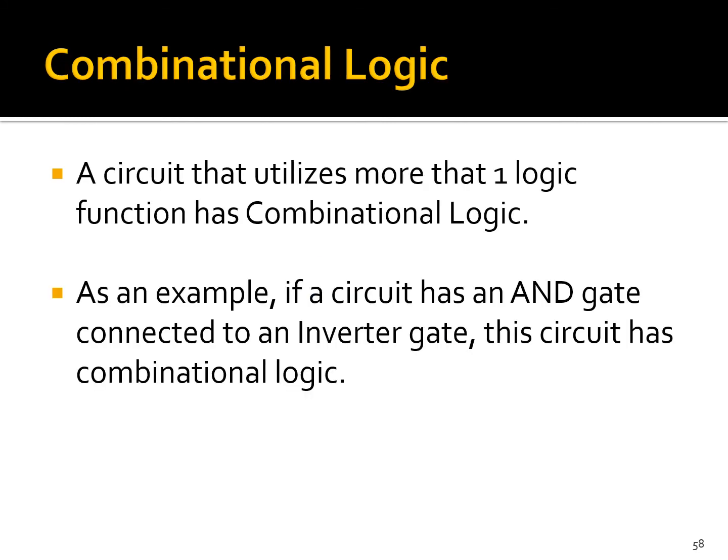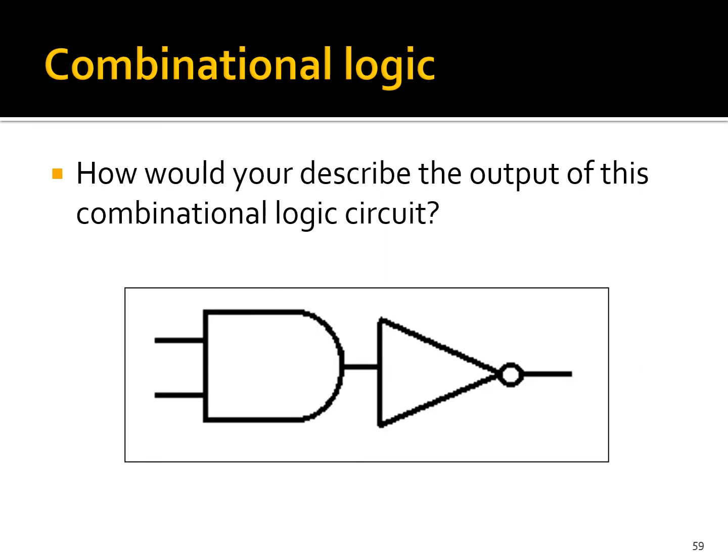So a combinational logic circuit is a circuit that utilizes more than one logic function, and it's called combinational logic. As an example, if a circuit has an AND gate converted to an inverter gate, this circuit has combinational logic. So if I look at this, how would you describe the outputs of this combinational logic circuit? Just keep in mind, we have an AND gate, and then we have a NOT gate after it.